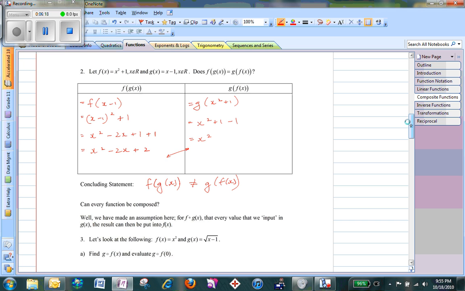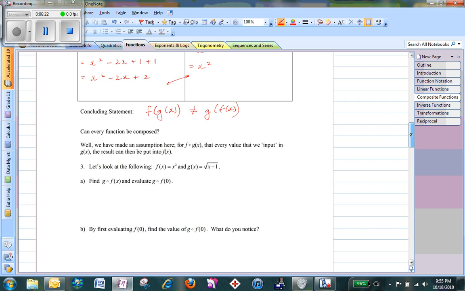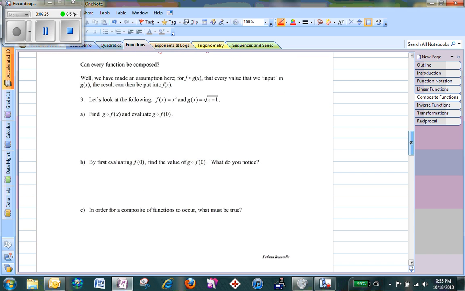Now, it says here, can every function be composed? For example, let's look at this one here, where f of x is equal to x squared, and g of x is equal to the square root of x minus 1. It says find g of f of x. Okay, I can do that. That's the same as g at x squared, which is the square root of x squared minus 1. Then it says evaluate g of f at 0, which is the square root of 0 squared minus 1, which is the square root of negative 1. That doesn't really work. There's a problem there.